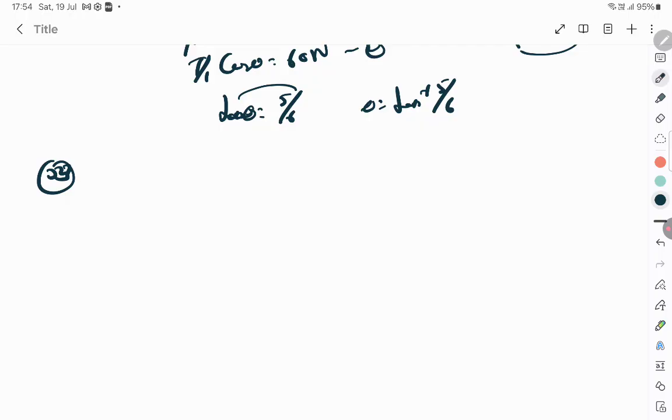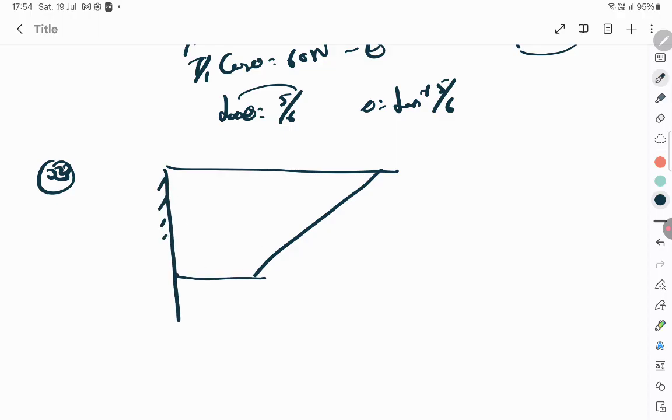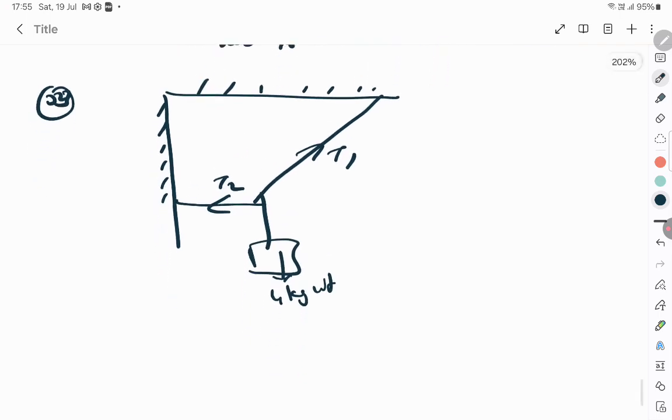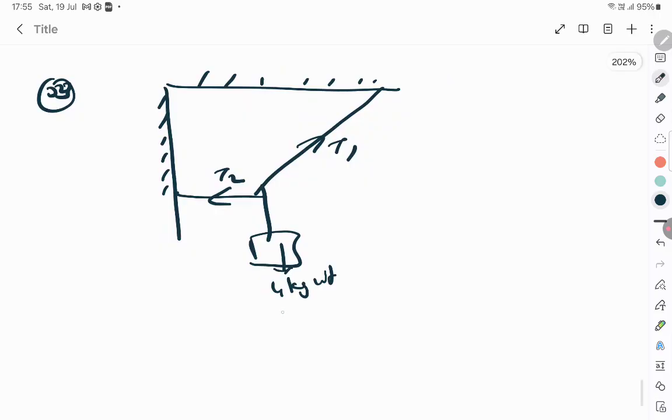So let's go to example 33, where there is a rope like this and another rope, and this is a wall, and this is a roof, and you have a tension T1, therefore another tension T2 here, and there is a block which is hanging down with a 4 kg weight. A 4 kg weight has to be multiplied by 9.8 or 10 to convert into 40 Newtons.